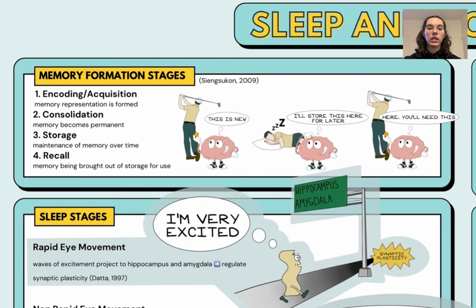Consolidation seems to be the stage most affected by sleep, and that is why individuals that sleep between practice and retention testing have greater improvements in their task performance than participants who stayed awake. What they have learned is more likely to be consolidated.